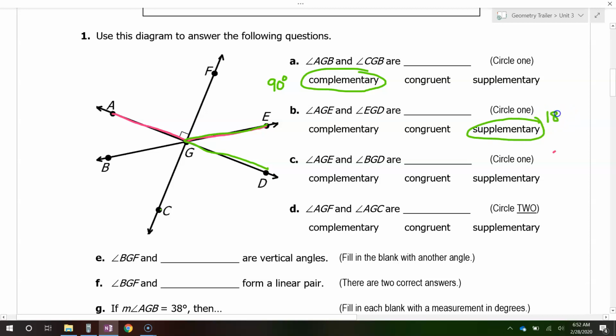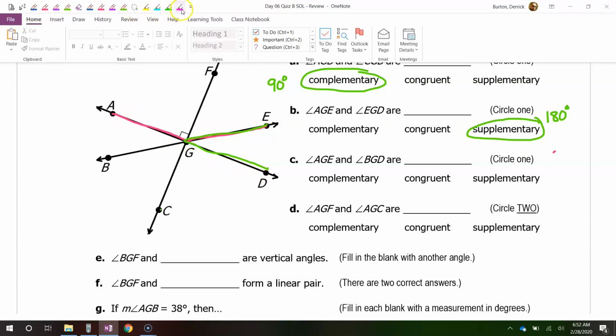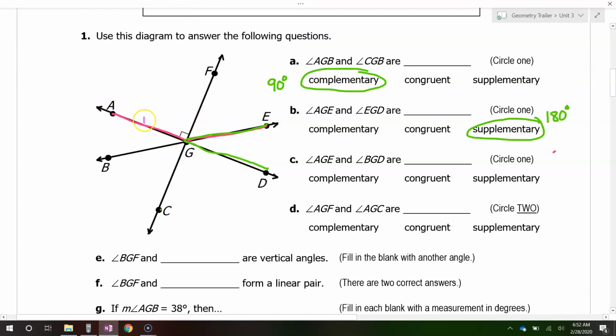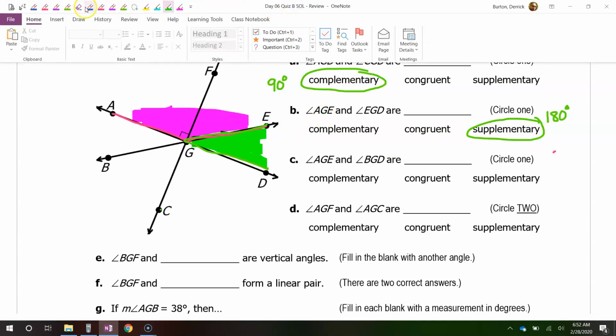Supplementary means that they add up to 180 degrees. This is a linear pair. So do you see how when you put these two angles together, they make a straight line? So that first angle that I did is this angle right here, and then the second angle is this angle right here. But when you put them together, do you see how they make a straight line? A straight line is always going to be 180 degrees. That makes them supplementary. All right, let's reset.